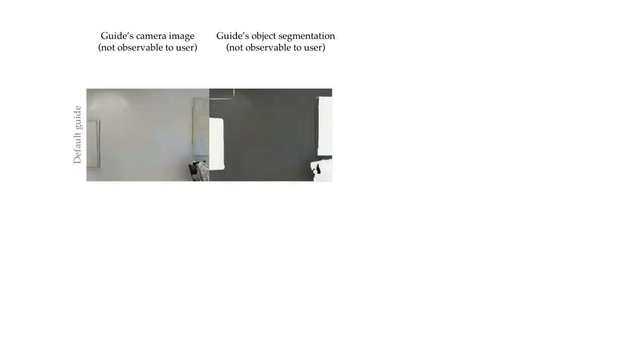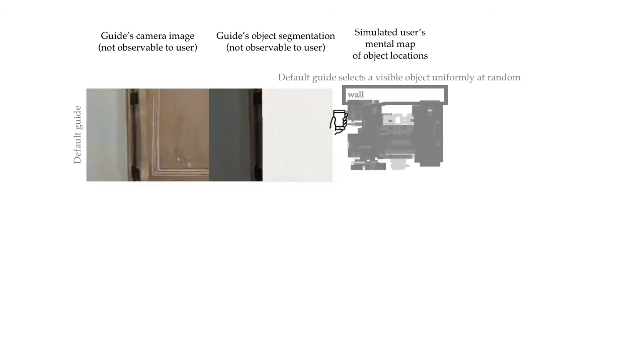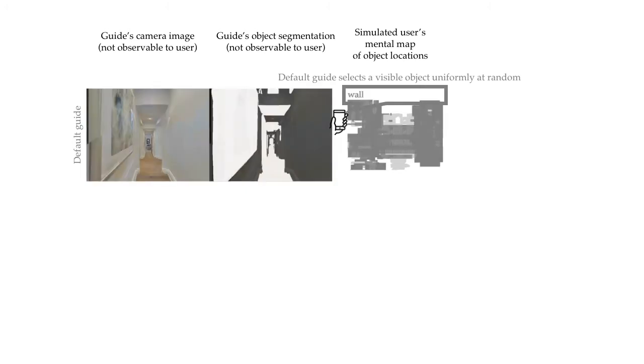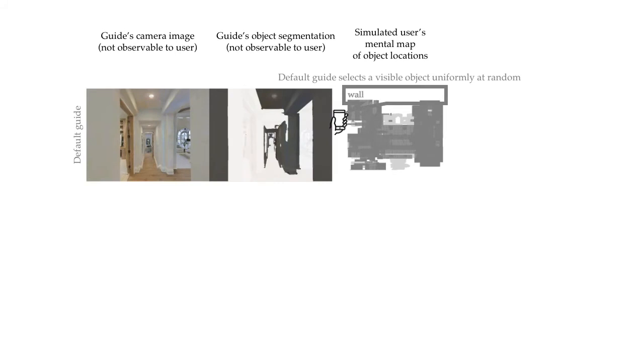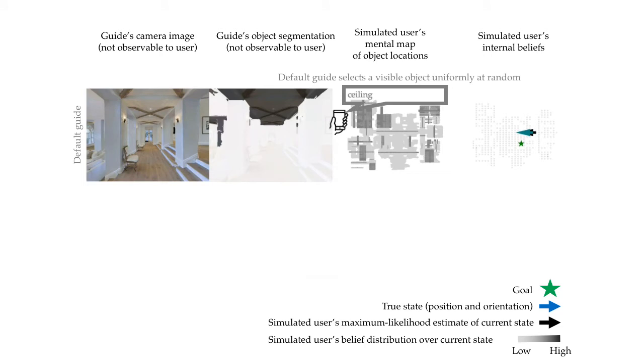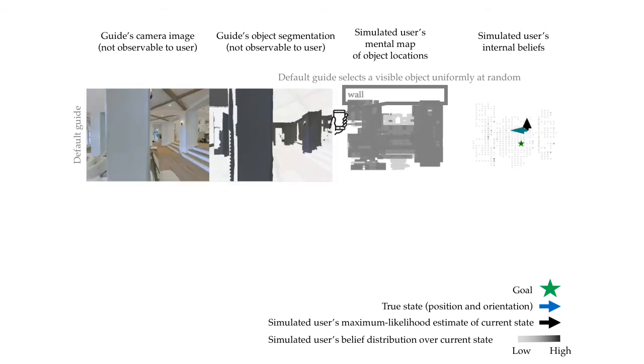We ran experiments with simulated users navigating a simulated indoor environment. The guide can see the user's egocentric scene, but the user cannot. The guide can also determine which objects are present in the scene, and in the baseline condition, simply selects one of them uniformly at random to tell the user about. The user receives this categorical observation of an object from the guide, then looks up all known locations of that object throughout the house in their mental map of the house. The user then updates their beliefs about their current position and orientation, and attempts to move along a shortest path to the goal.